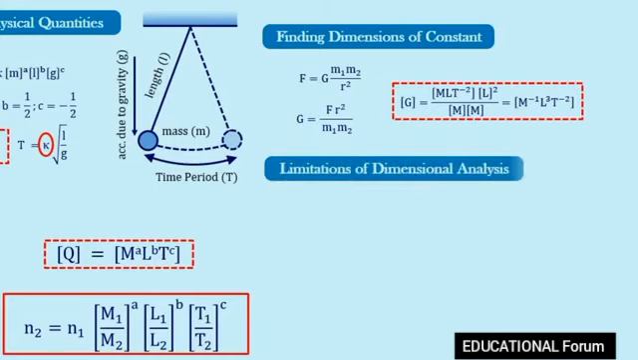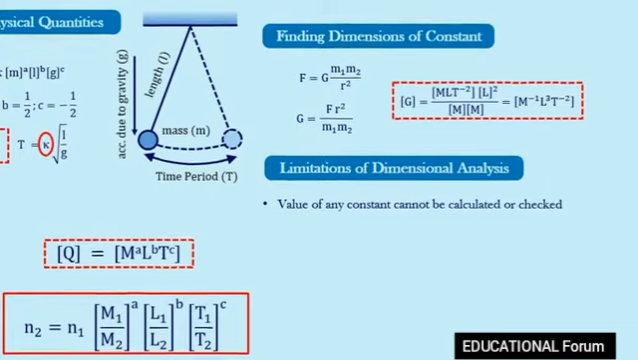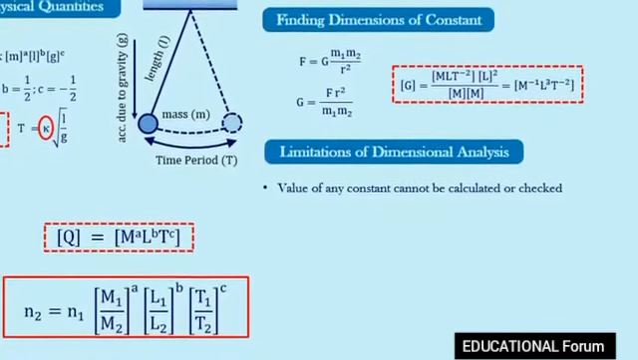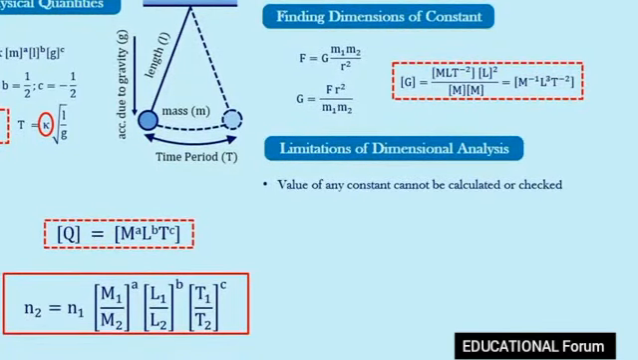Dimensional analysis is very helpful. However, it has various drawbacks too. Its limitations are as follows. We cannot find the value of a constant. As an example, we can consider the time period evaluation of a simple pendulum.